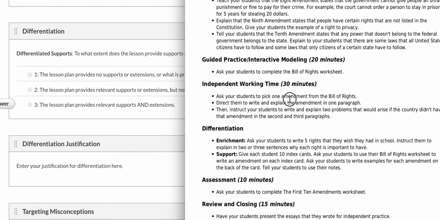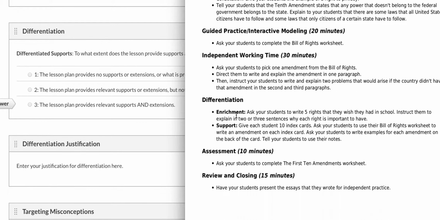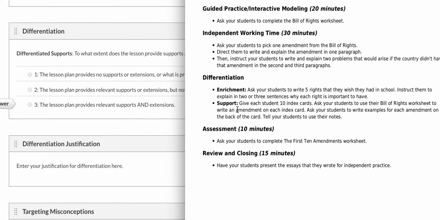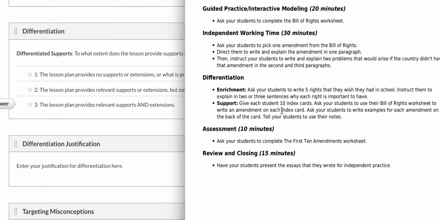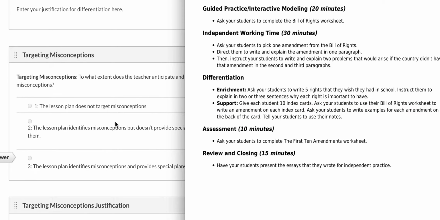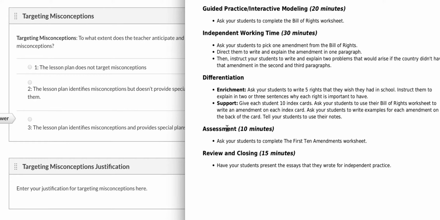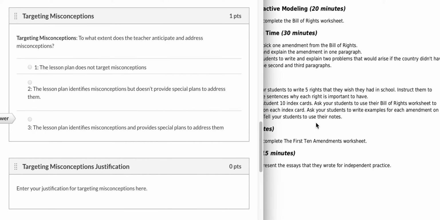If we look at differentiated supports, there are relevant enrichments and supports, or extensions and scaffolds, so that works there. I suppose you could argue in some ways that this isn't really that great of a scaffold and you go down to a 2, but I think that the enrichment activity does extend it and get them to apply it to their life, so I think a 2 or a 3 would work. I think 3 is the best answer. Again, you can debate me on that one if you like.